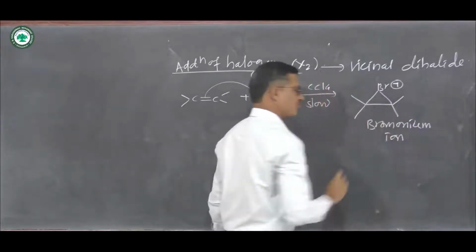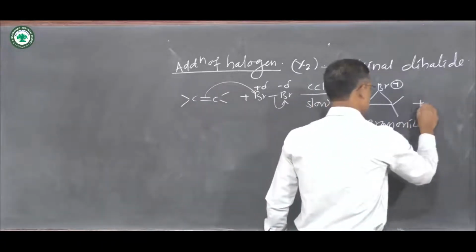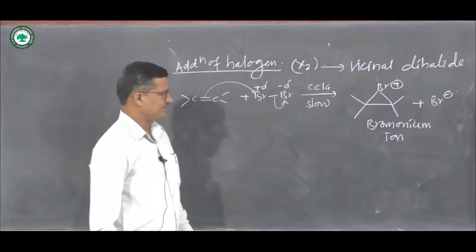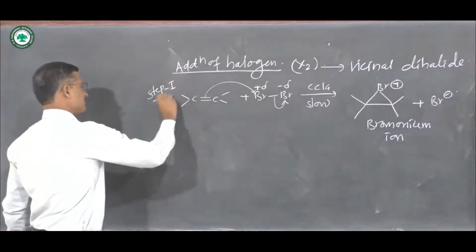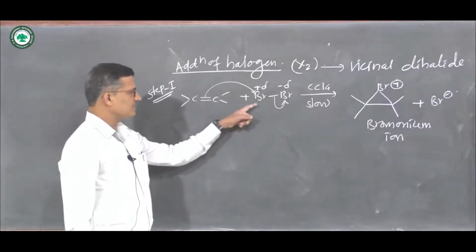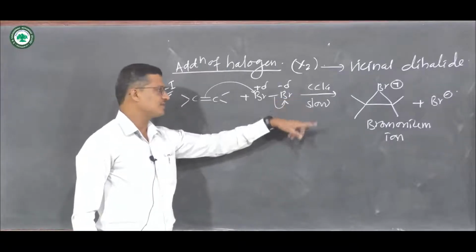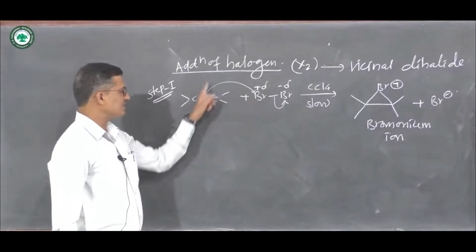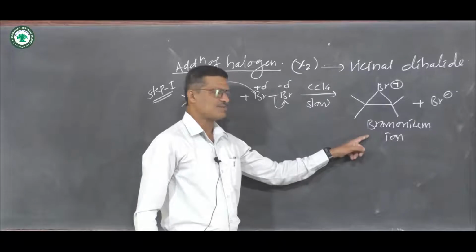The bromonium ion formation takes place, and once the bromonium ion formation takes place, we get the Br here. So this is the first step. What happened in the first step of addition of halogen? When you take an alkene that reacts with Br2 in the presence of an inert solvent like carbon tetrachloride, the first step is a slow step. This electrophile is added to the carbon-carbon double bond first, and we form the cyclic bromonium ion.